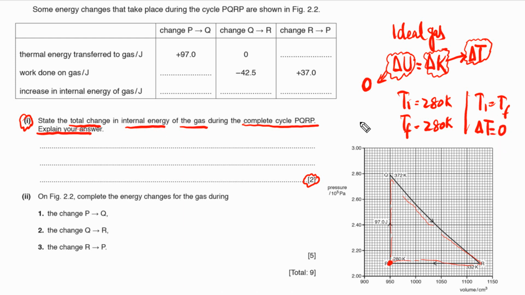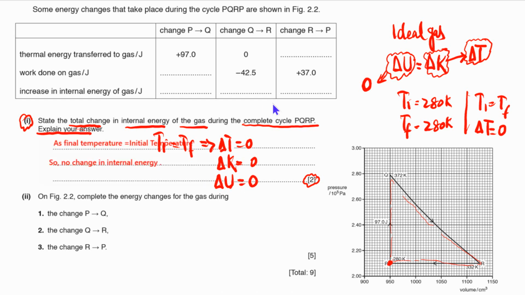It simply means that there is no change in temperature, so there is no change in internal energy. This is what we need to write down. Ti is equal to Tf, so there is no change in temperature. When there is no change in temperature, it means there is no change in kinetic energy. So finally we can say there is no change in internal energy. Here is the answer. You can also write your answer like this: as final temperature is equal to initial temperature, there is no change in internal energy.